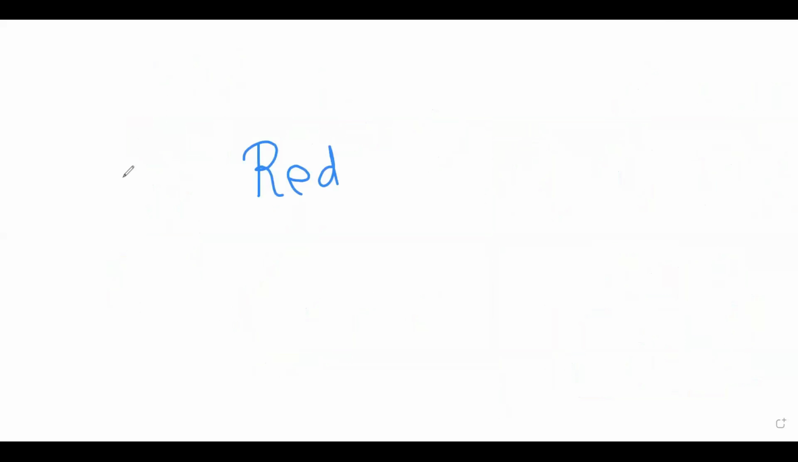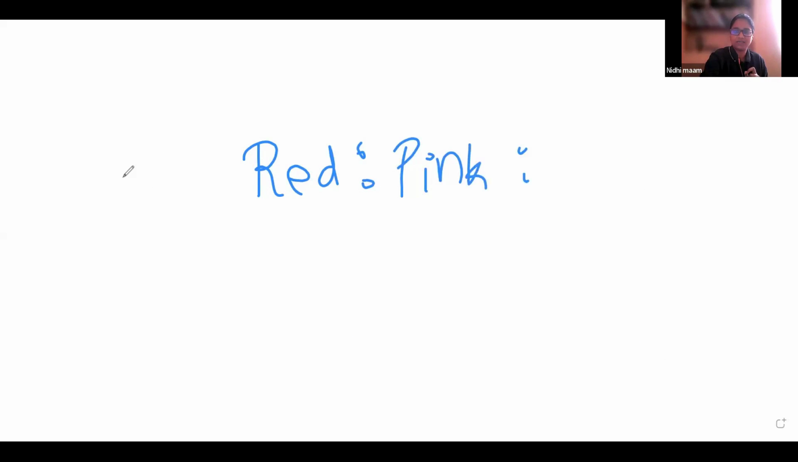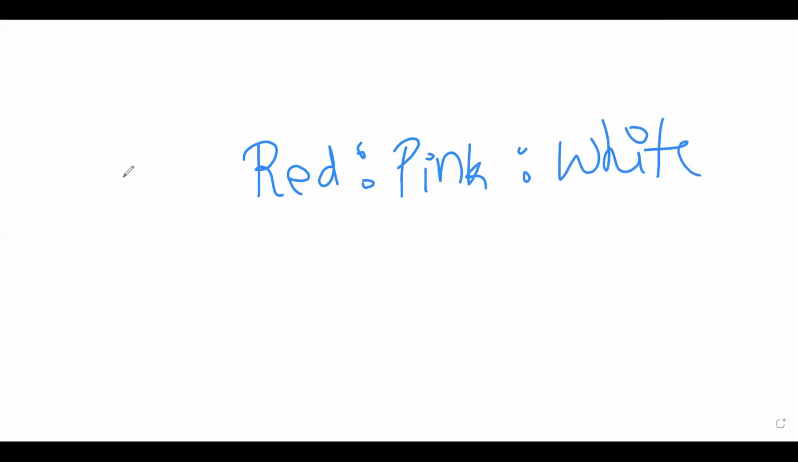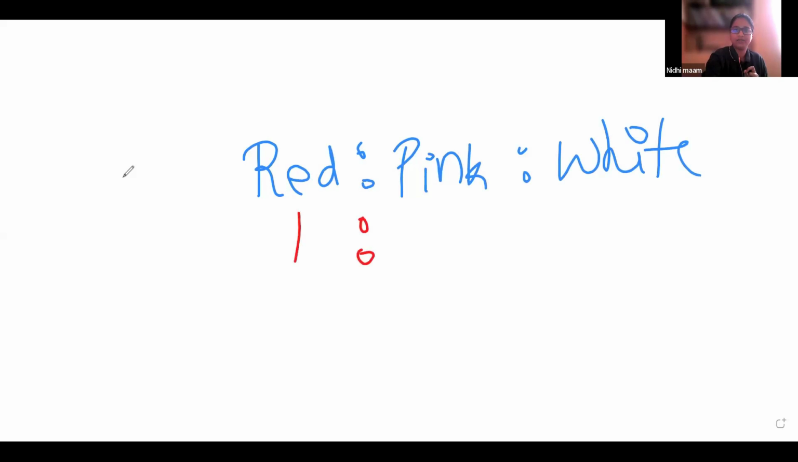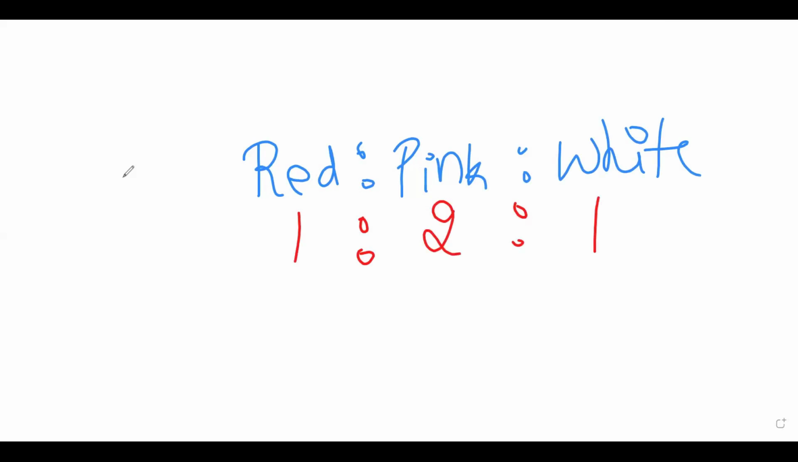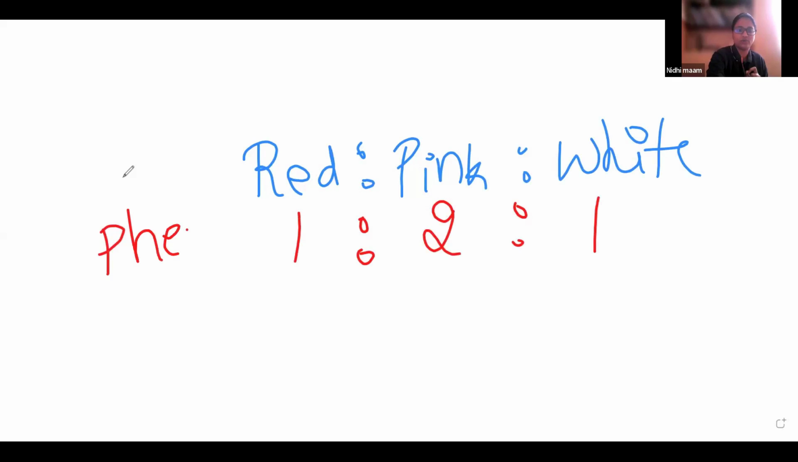When we think about the ratio, we discuss it as red to pink to white. How many red did we get in the cross, my dear boys and girls? One. How many pink? Two. How many white? One. So this is the phenotypic ratio, 1:2:1. Phenotypic means the physical characteristics we observe.